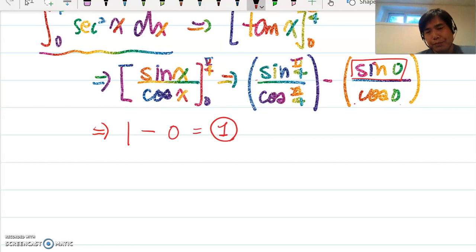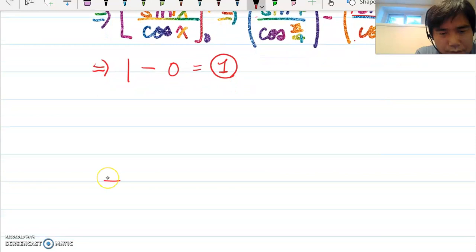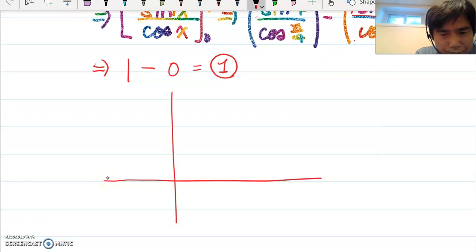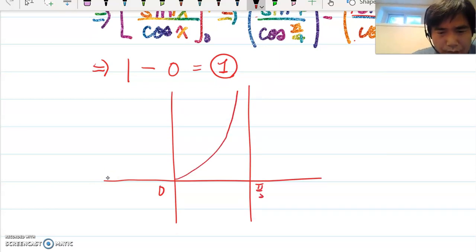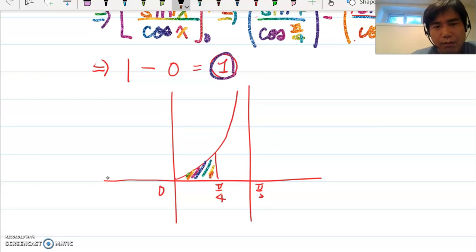The same thing, if I draw the graph here, with 0 and pi over 2, it becomes something like this. And now we are taking 0 to pi over 4. So this area value becomes 1 basically. And we double check that this region is above the x-axis. That's why we got the positive value.